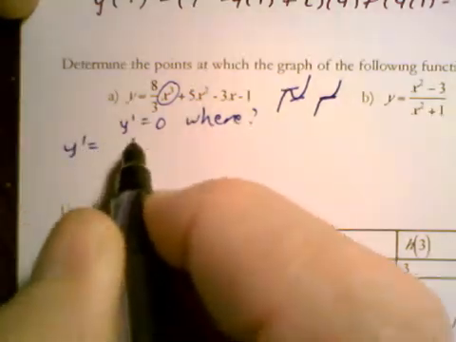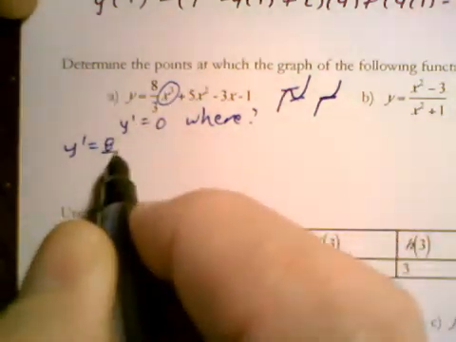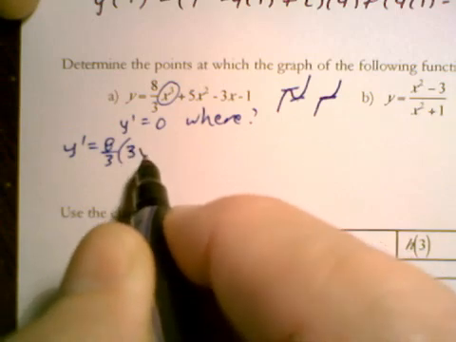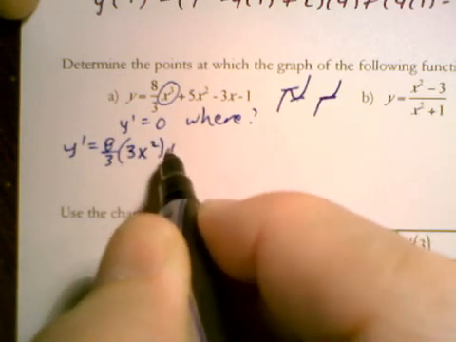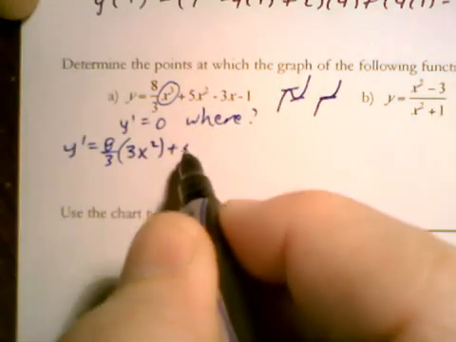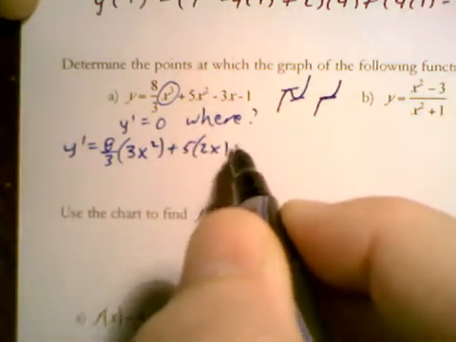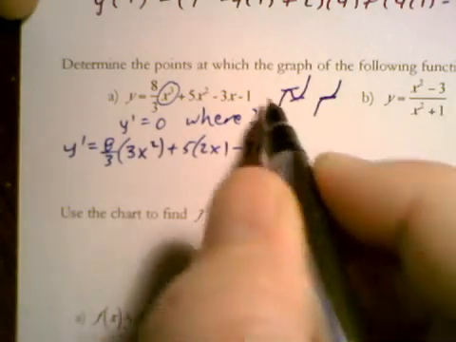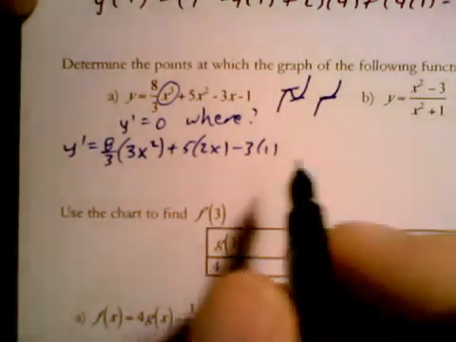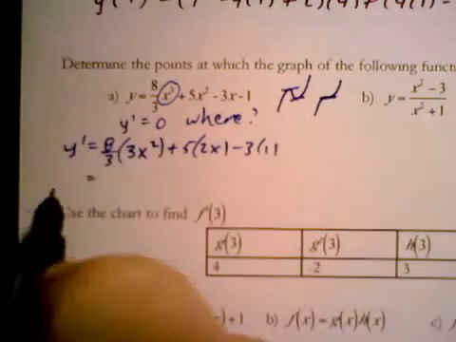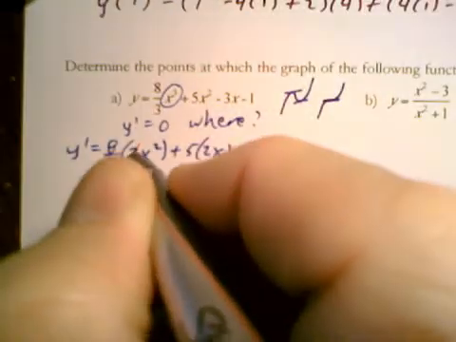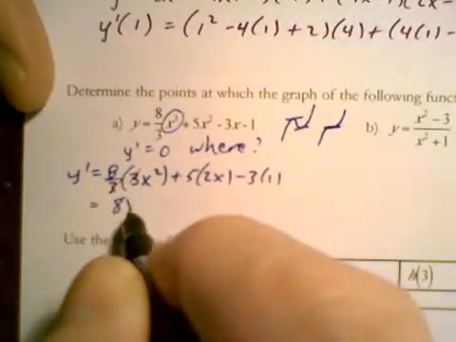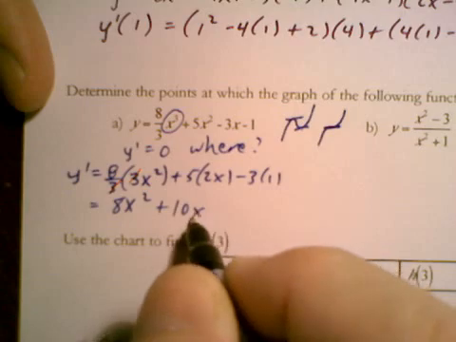y prime is equal to, okay, so we have 8/3 multiplied by the derivative of x cubed. So we're using the constant multiple rule, and the derivative of x cubed is 3x squared, plus 5 times the derivative of x squared, which is 2x, minus 3 times the derivative of x, which is 1, and then minus, and I know the derivative of every constant is just 0. Okay, now the 3's are going to cancel here. Let me get my handy red pen. And so we get 8x squared plus 10x minus 3.